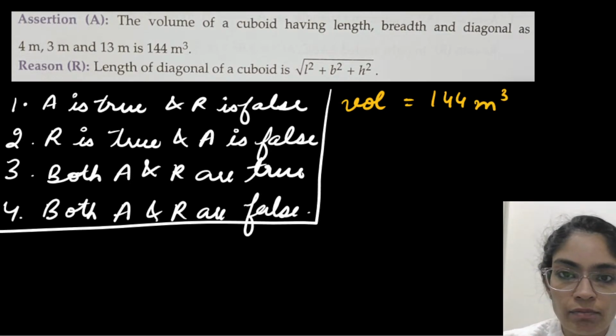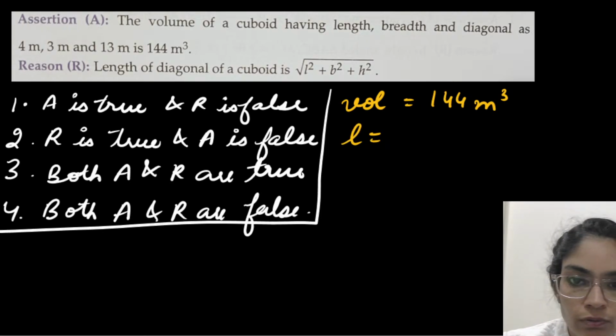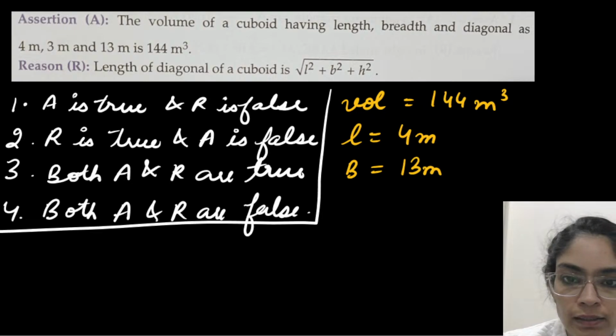Volume of a cuboid having length, breadth and diagonal. So length is how much? 4 meter. Breadth is 3 meter. And length of diagonal is given to us. I'm just writing it as D. So D is 13 meter.